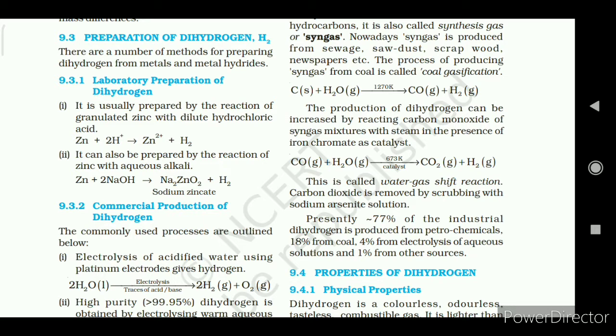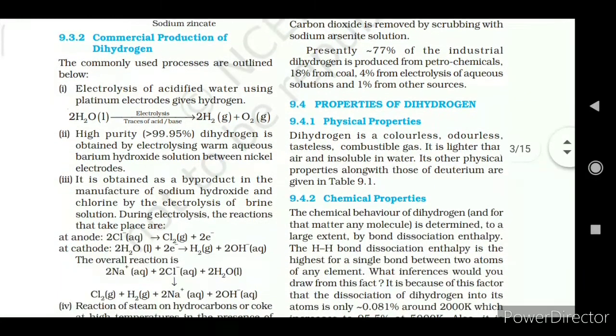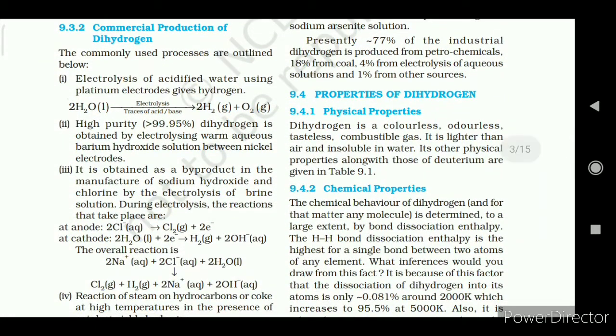9.3.2 Commercial production of dihydrogen. The commonly used processes are outlined below. Number 1. Electrolysis of acidified water using platinum electrodes gives hydrogen. That is, 2H2O on electrolysis gives 2H2 plus O2. Number 2. High purity dihydrogen is obtained by electrolyzing warm aqueous barium hydroxide solution between nickel electrodes.